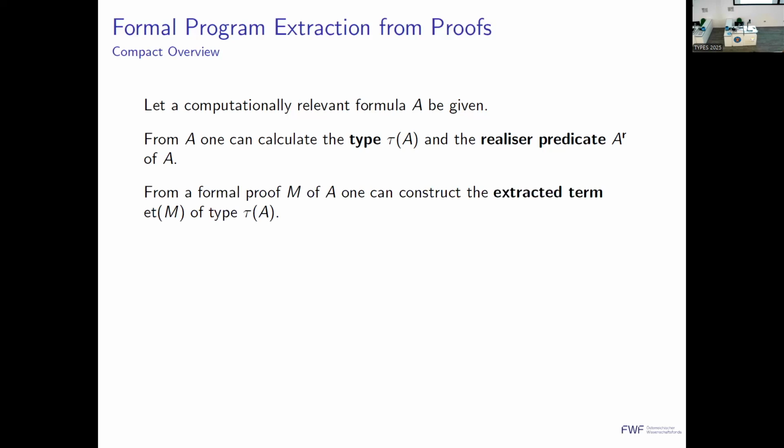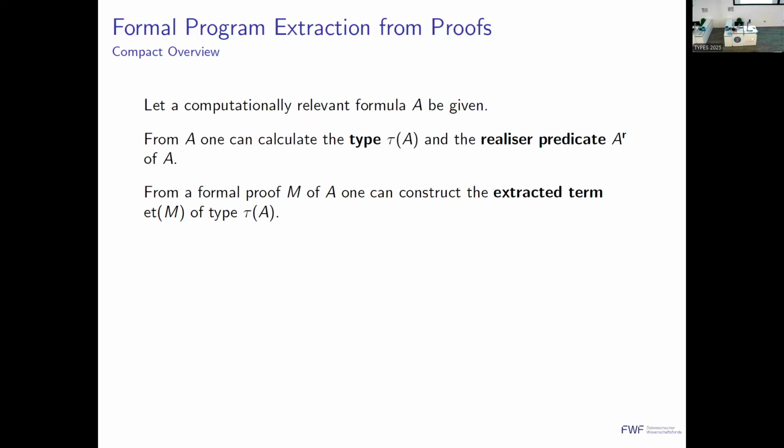But if we now have a proof, which I here call M, then we can construct the extracted term ET of M, which is a term of type A. And we do this by induction over the formal proof M. And this is where we really need proof assistants, in particular Minlog, because this is extremely complex for humans to do.